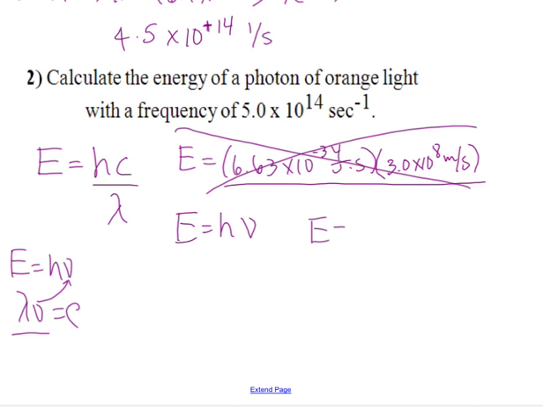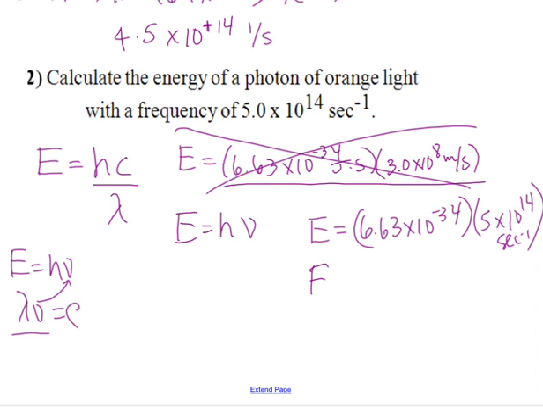Awesome. E equals 6.63 times 10 to the -34th times a frequency of 5 times 10 to the 14th per second. So what is our energy? And remember, this is joules times seconds, so the seconds cancel, giving us our final answer with 2 sig figs. 3.3 times 10 to the -19. Can I get a second on that?